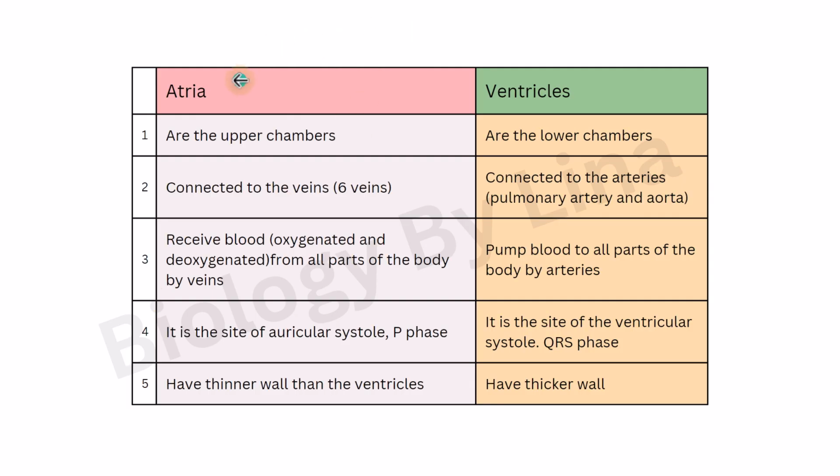What are the main differences between atria and ventricles? Atria are, as we see in the figure, the upper chambers of the heart, while the ventricles are the lower chambers of the heart. Atria are usually connected to the veins, while ventricles are connected to the arteries, which include the pulmonary artery and the aorta. The atria receive blood, oxygenated and deoxygenated, from all parts of the body by veins, while the ventricles pump blood to all parts of the body by arteries.